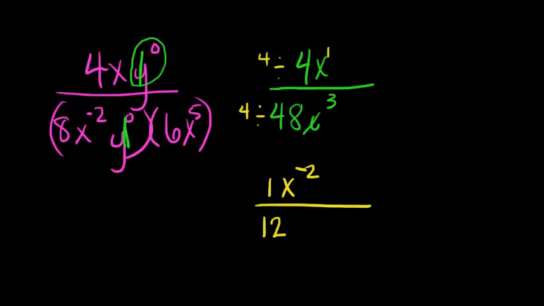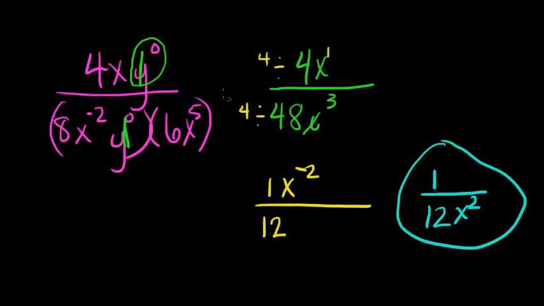Then I'm going to go into my final answer, which is going to be the 1 remains on the top, and I have 12x squared on the bottom. You can't just have an empty numerator, so the 1 has to be written out in that case. Okay, so there's your final answer, and this is about as tough as they're going to get.